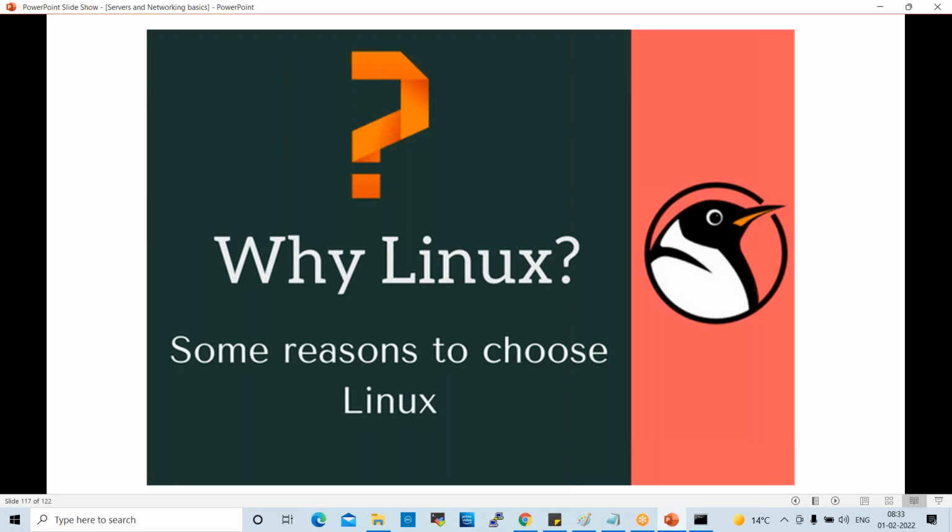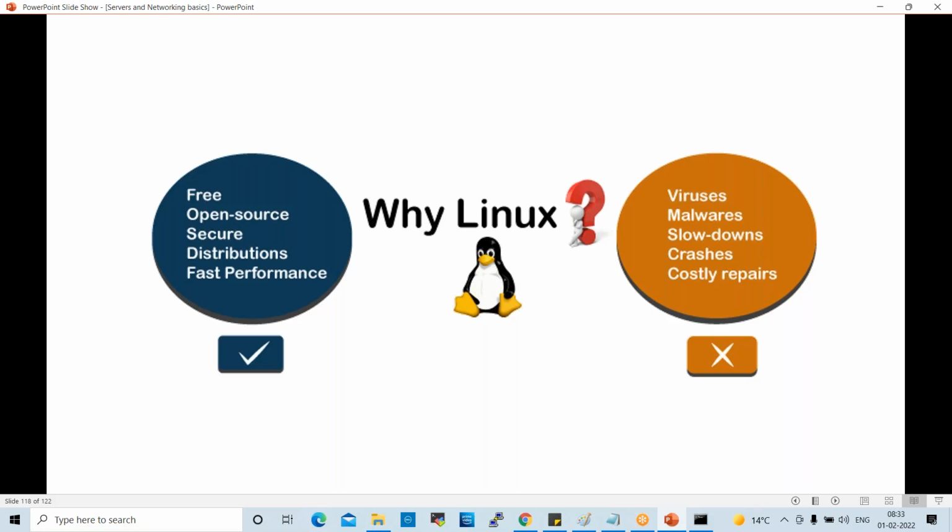So why do we require this? See here, why Linux? Why are companies using Linux servers in the backend? It is free, open source, secure, has so many distributions available, and fast performance. Virus free, right? No malware, no slowdown, no crashes, no costly repairs. Linux is straightforward. When we execute a command, it will work properly.